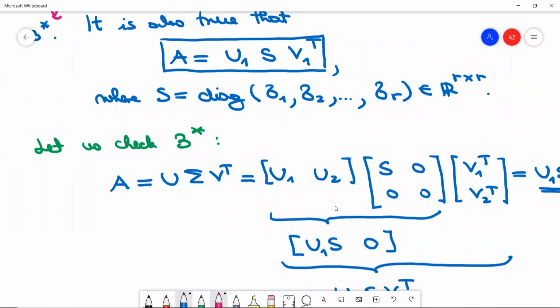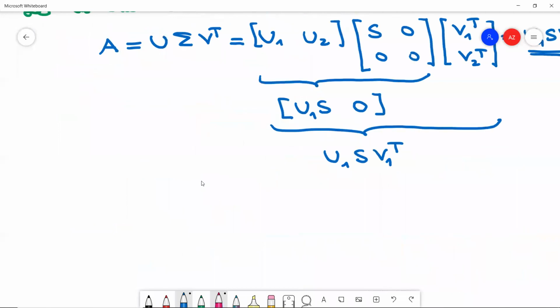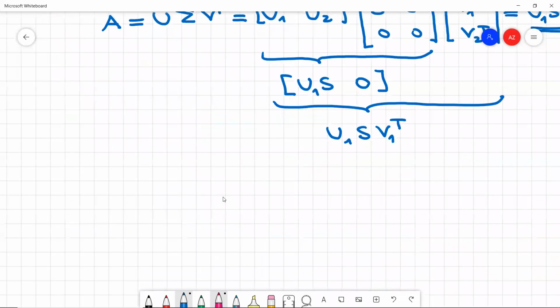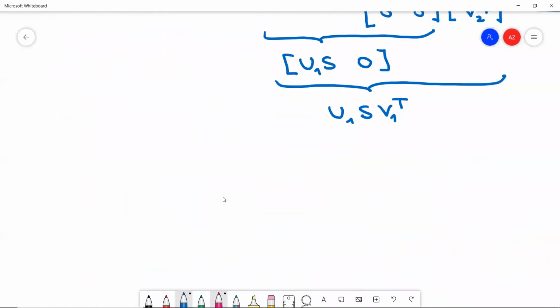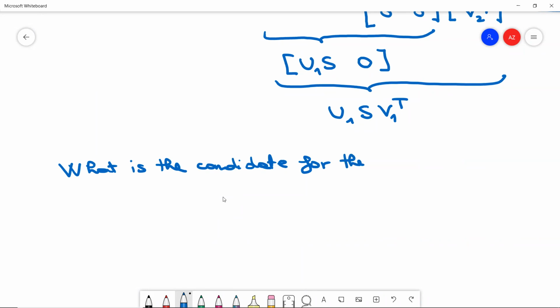Okay, so now we know how to compute the SVD decomposition of A. And we will use this to compute the Moore-Penrose inverse. So, I ask you, what is the candidate for the MP inverse of A?